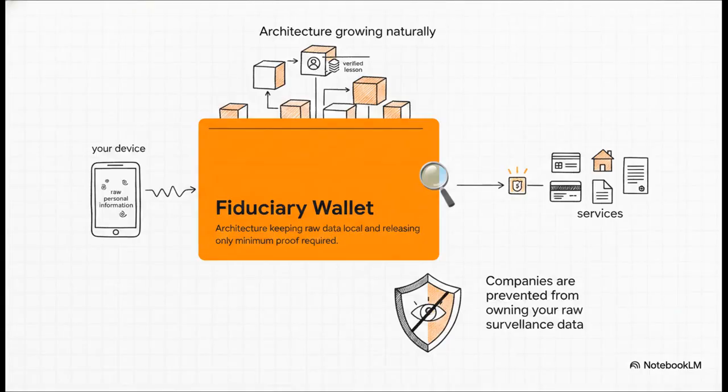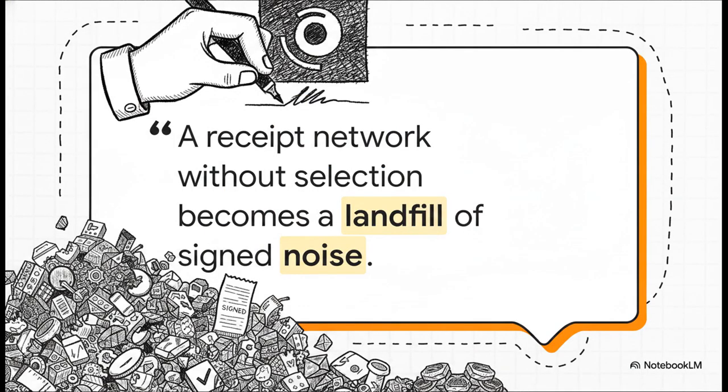And from that very first iterative loop, the architecture just grows so naturally. As a developer builds a personal agent that stops repeating costly mistakes and actually carries verified lessons across different models, it becomes the basis for Terrence White's vision of a fiduciary wallet. In this setup, your raw personal information stays totally local on your device. The wallet releases only the absolute minimum proof required for a service or decision. It actively prevents these giant companies from owning your raw surveillance data. A real game changer.